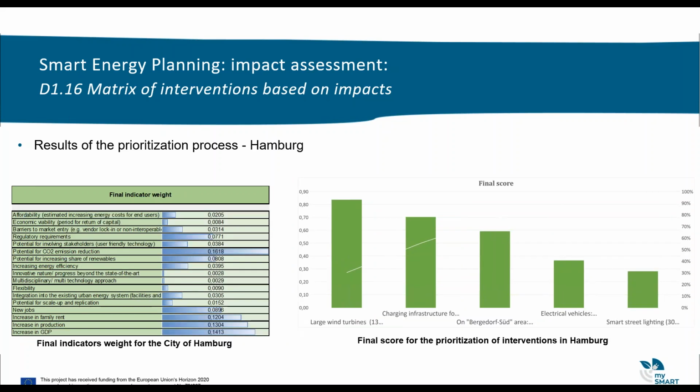And to finish the presentation, the results of Hamburg. You can see how the socioeconomic impact indicators get a great relevance here. And according to that and the relevance of the CO2 emission potential reduction, the large wind turbines appear as a good option, followed by the charging infrastructure, the retrofitting, the electrical vehicles, and the smart lighting interventions.